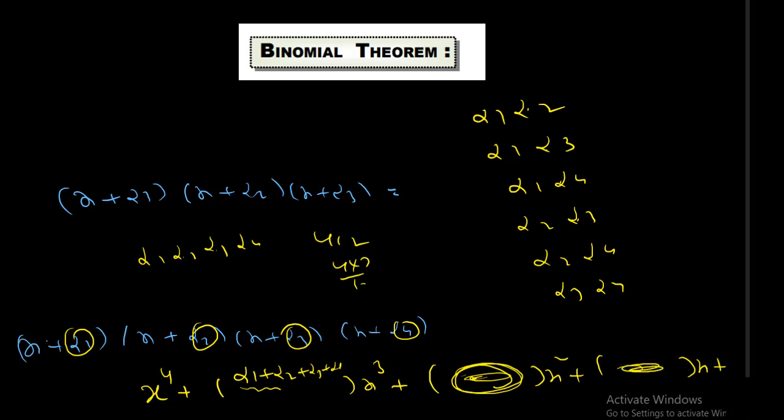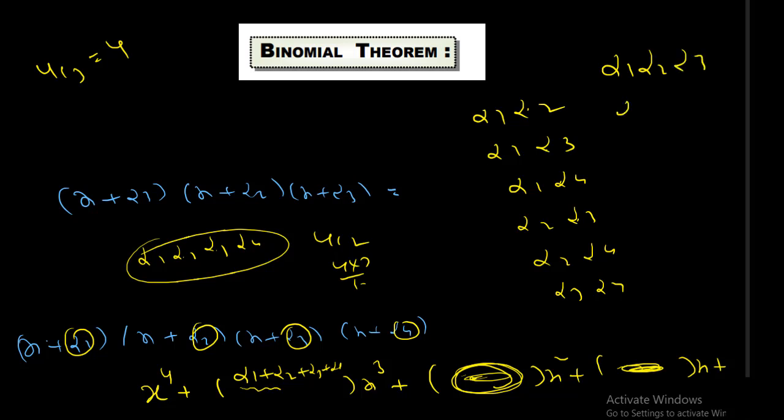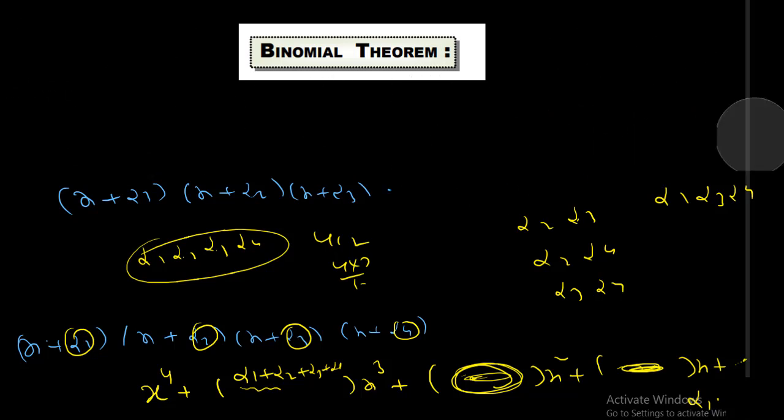So what are the terms we should write next? Three should be taken at a time from these 4. So 4C3 value is 4 only, 4 terms you will get. What are the 4 terms? Alpha 1 alpha 2 alpha 3, alpha 1 alpha 2 alpha 4, alpha 2 alpha 3 alpha 4, alpha 1 alpha 3 alpha 4. I can write these 4 terms into x. Plus, taking all 4 at a time, 4C4 value is 1, that is alpha 1 into alpha 2 into alpha 3 into alpha 4. In this way, you can multiply these 4 brackets. Okay? Listen, students.